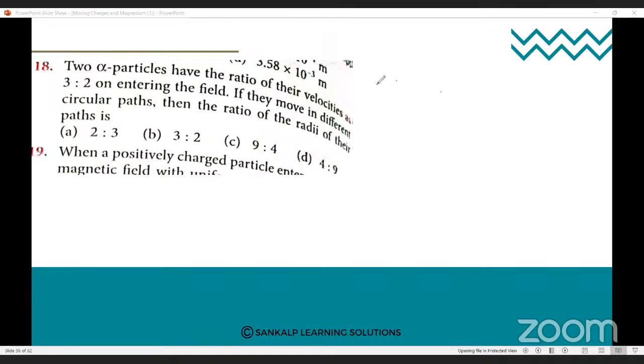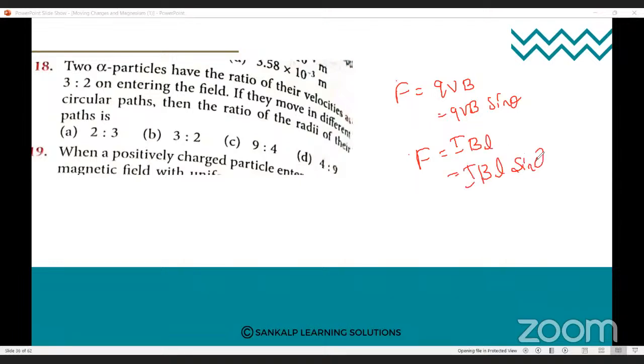So see, the first one, that is the magnetic force on the charged particle, is given by QVB or QVB sin theta. For a long conductor, the equation becomes IBL or IBL sin theta. This is for the magnetic force due to the conductor. Then after this we discuss the Lorentz force.